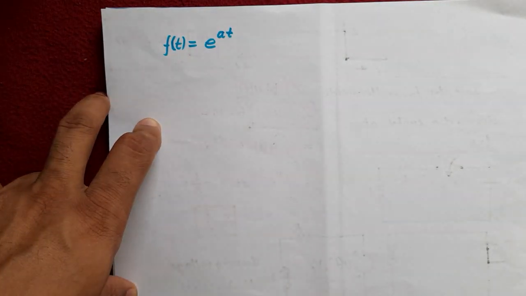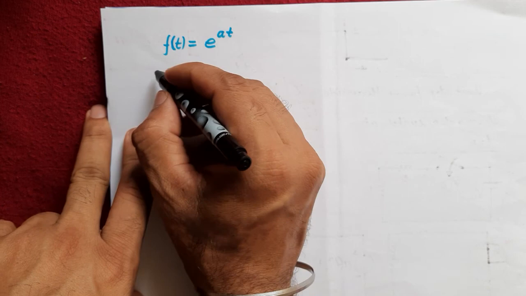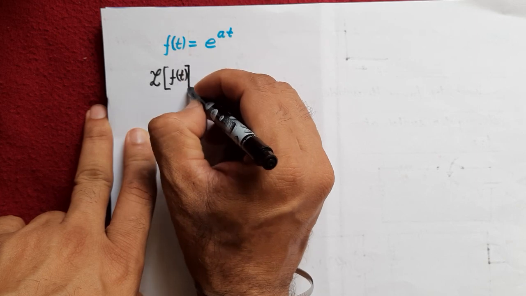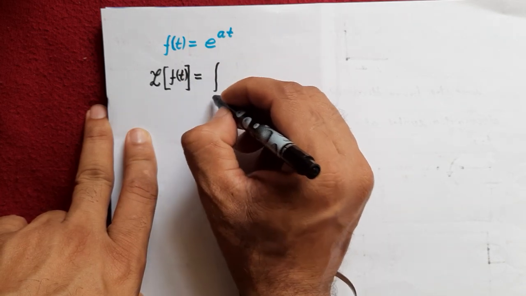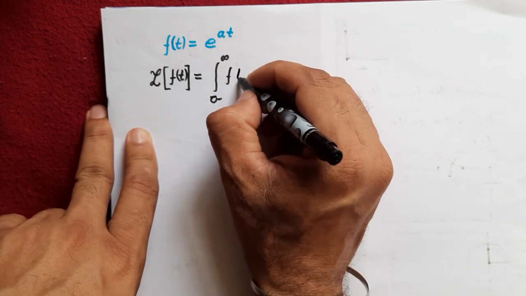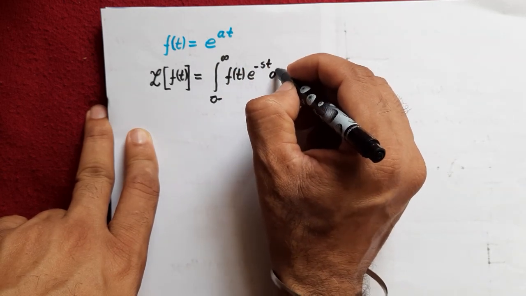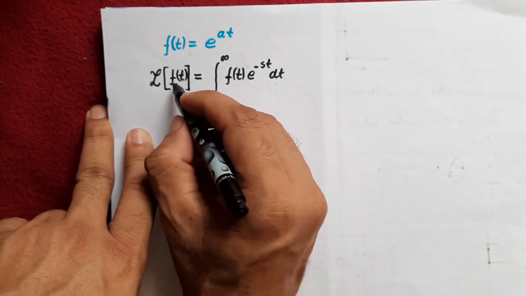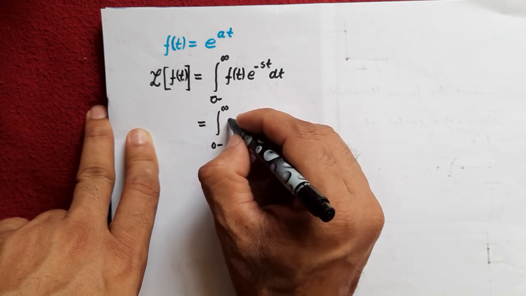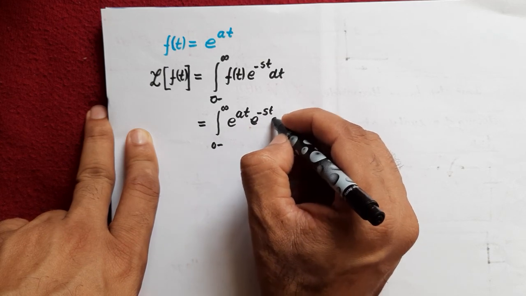Now, using the definition of the Laplace transform, if we find the Laplace transform of any f(t), then it is the integral from 0 minus to infinity of f(t) e to the power minus st dt. Here our f(t) is equal to e to the power at, so it will be simply the integral from 0 minus to infinity of e to the power at e to the power minus st dt.